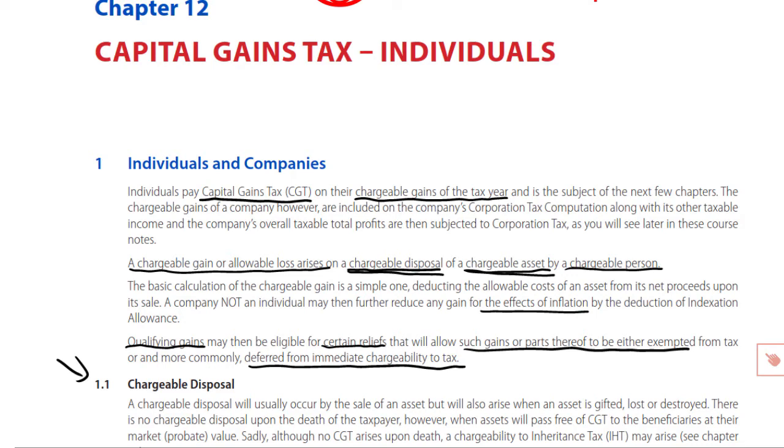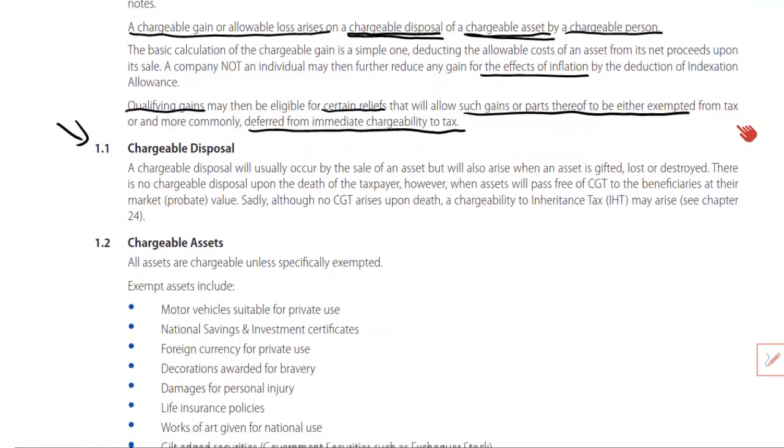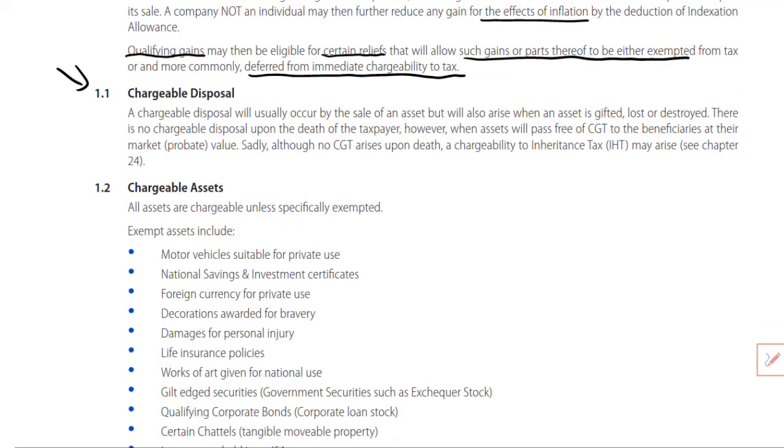Right. Chargeable disposal of a chargeable asset by a chargeable person. Chargeable disposal. Now, when you think about how an individual would chargeably dispose of an asset, we're thinking probably about just one thing. How do you chargeably dispose of an asset? Well, you sell it, of course. You sell it. But it's not the only way by which a chargeable disposal may occur, and those other occurrences are common so far as our exam questions are concerned. So as we've said, it's usually the fact that we sell an asset.